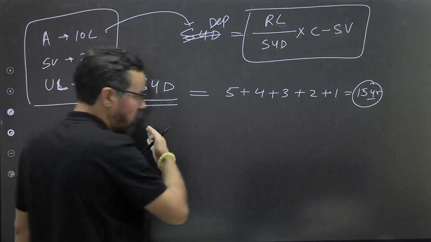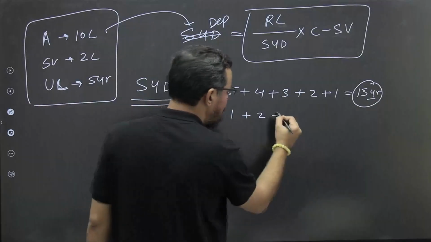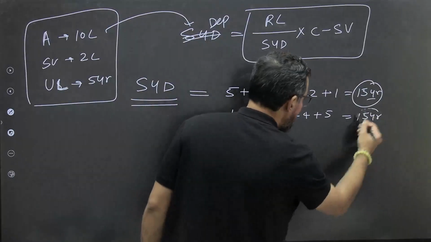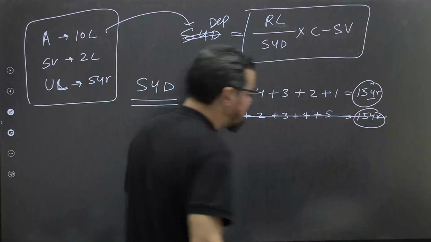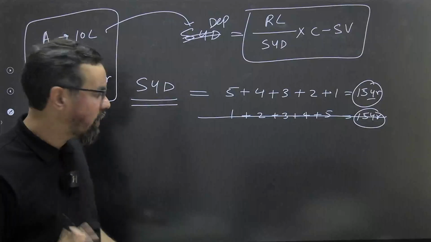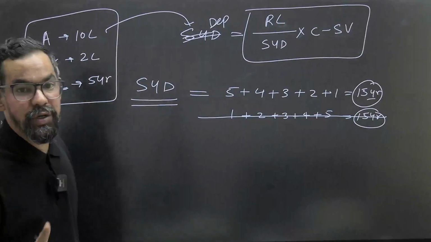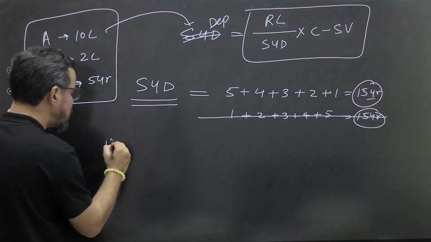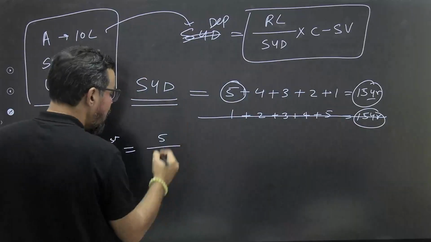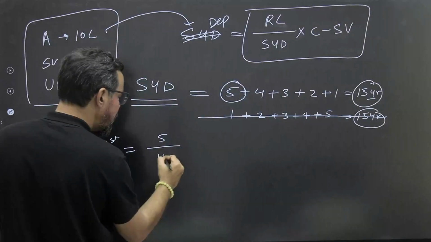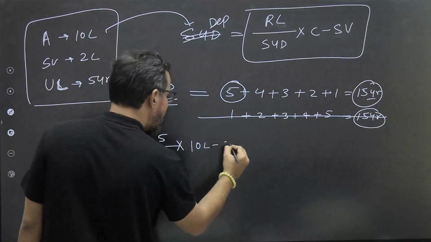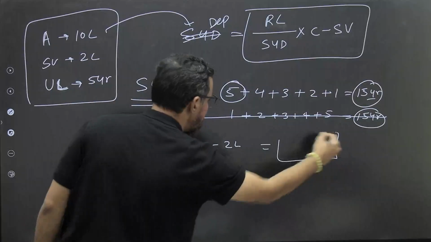Now, I can also write 1 plus 2 plus 3 plus 4 plus 5, and again it will be 15 years, right? But this is a wrong approach. If you write this, you'll make a mistake while you calculate depreciation for the second year, third year and so on. So what will be the depreciation for the first year? First year depreciation is remaining life, that is 5, divided by sum of year digit, that is 15, into cost, which is 10 lakh, minus salvage value, which is 2 lakh.